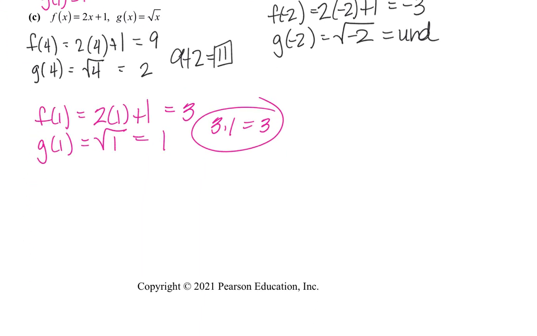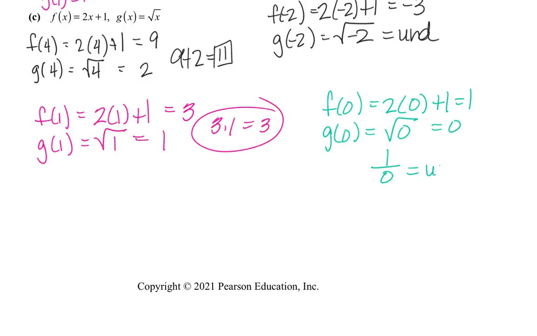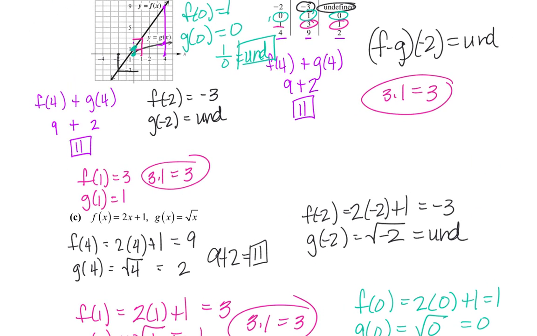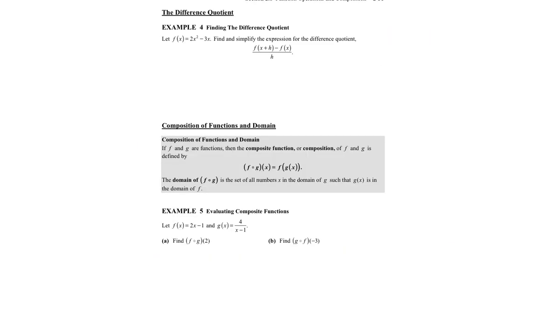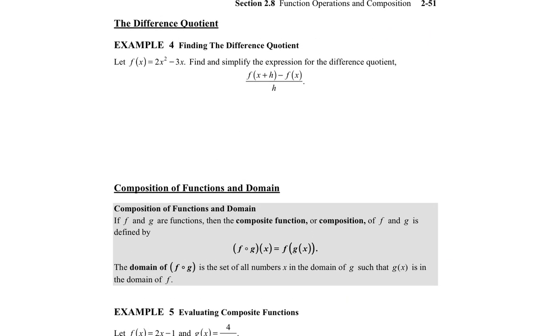And last, we'll do it down here. f of 0. 2 times 0 plus 1 is 1. g of 0, the square root of 0 is 0. 1 divided by 0 is still undefined. So, whether you have a table, a graph, or actual equations, just find your x, and then match it up with your y, and then do the actual function.